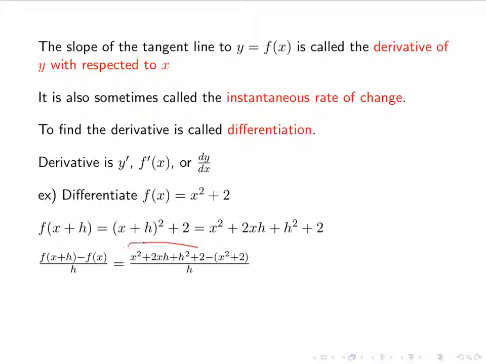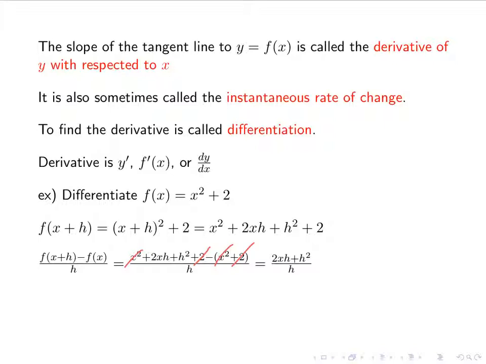So here is my f of x plus h. Here is my f of x. It's just the x squared plus 2. Remember, you're subtracting that entire thing, so don't forget to distribute your negatives. The x squareds cancel, the 2s cancel, and you're left with 2xh plus h squared over h.